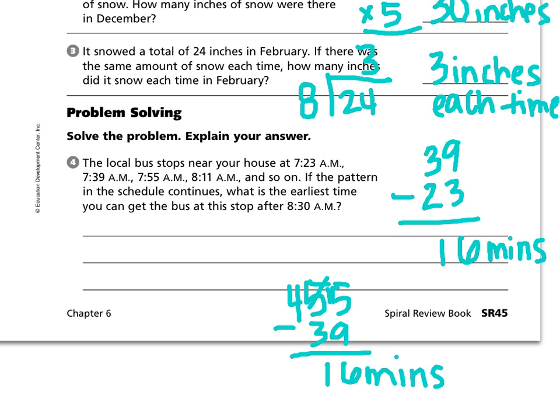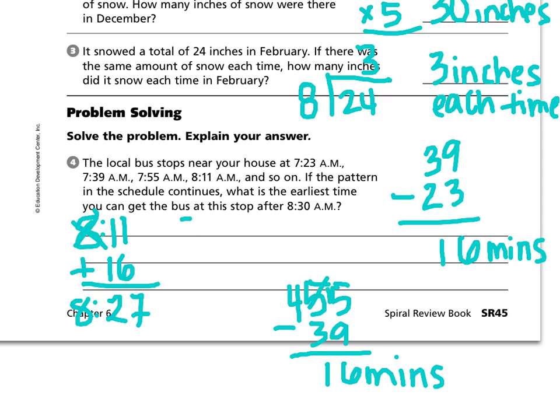So if at 8:11 it stops, I need to add 16 to 11 to figure out what the next minute is. So I have 1 plus 6 is going to be 7. 1 plus 1 is 2. And I know that it's 8:27. However, 8:27 is not after 8:30.